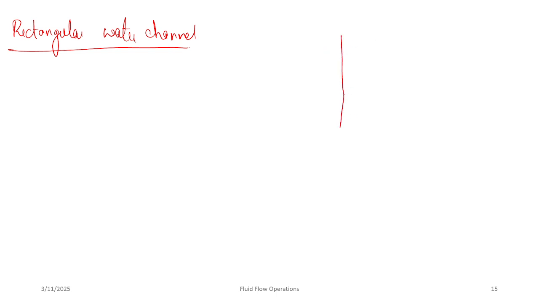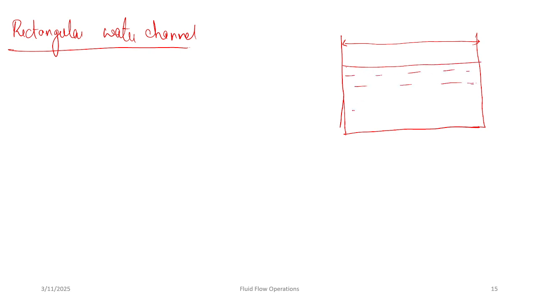Okay, so here we have a rectangular channel. One end is a free end. The water is flowing in this direction. Again, the area of cross section is A, the distance between the two extremes, or the breadth of the channel, is B, and the depth of the flowing water is H.